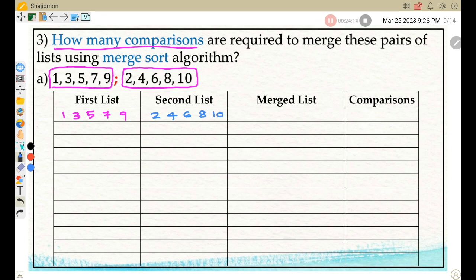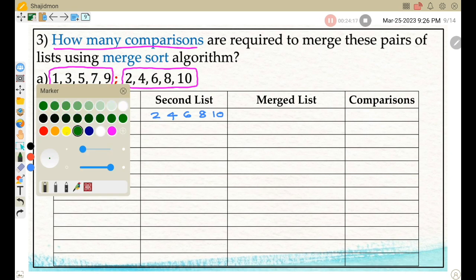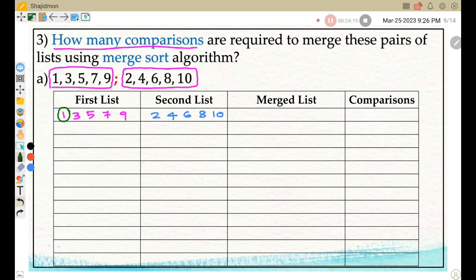Now we are starting the comparisons. What is the first comparison? Compare the first element here with the first element here. 1 is less than 2. Which is the smaller number? 1. 2 is the bigger number, correct? So in the merged list, the first number will be 1. I am writing the first number here. This first number 1 is done now, this is finished.